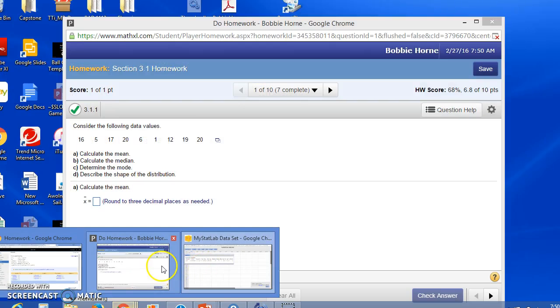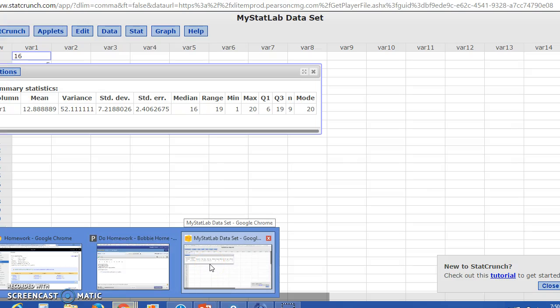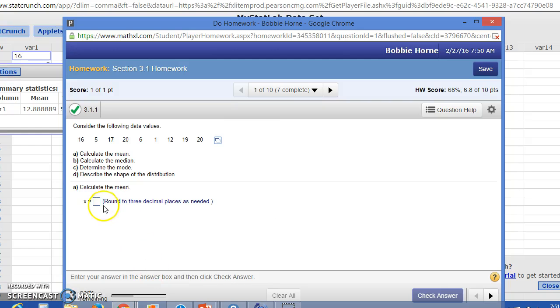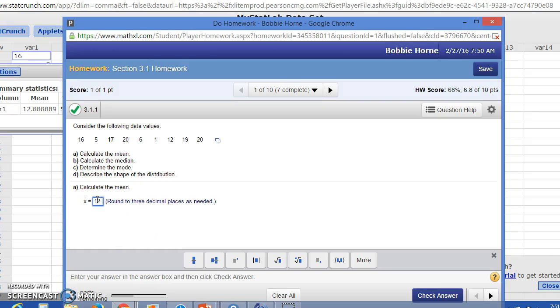So I'm going to go back to my homework. As you see, the mean is 12.888. You can round that to 3 decimal places, so it would be 12.889.